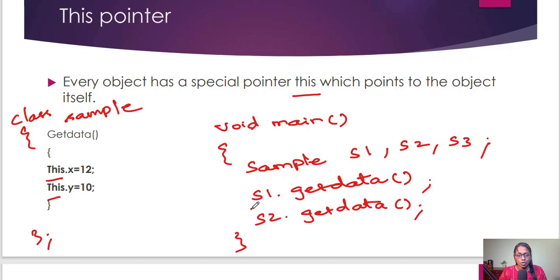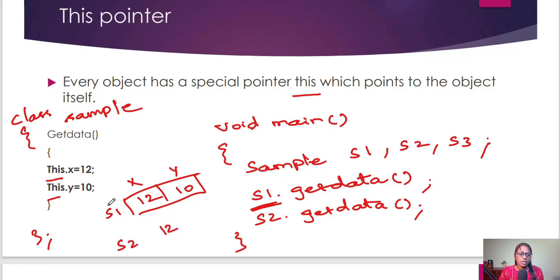See, now I call S1 dot getData. So in S1, in a memory location, I will store S1 dot X value is 12 and S1 dot Y value is 10. And after some set of processes, I call S2 dot getData. So it refers that S2 dot X value is 12 and S2 dot Y value is 10.